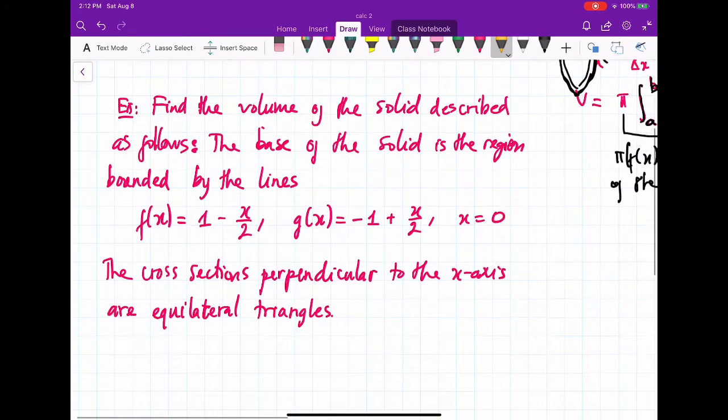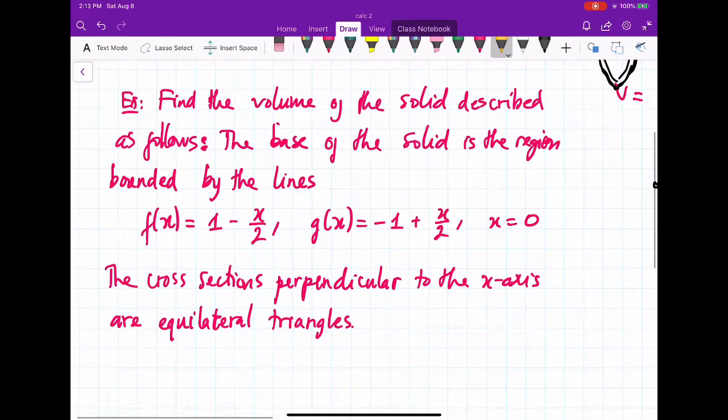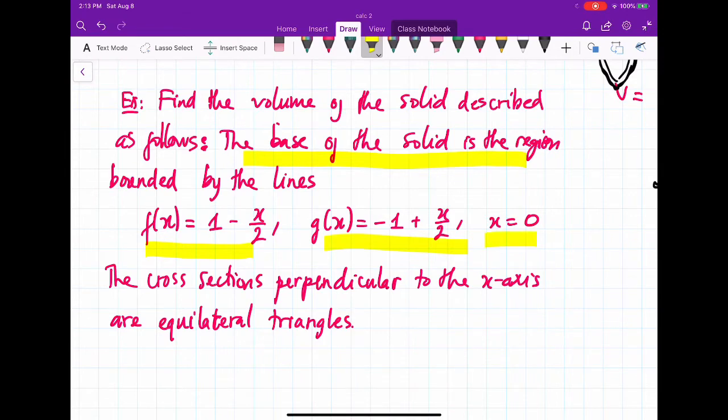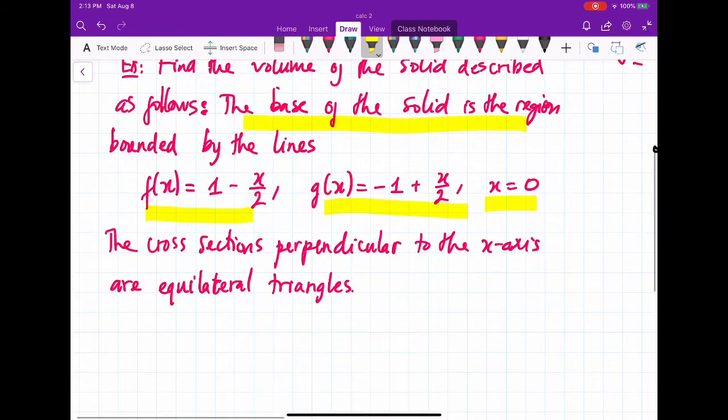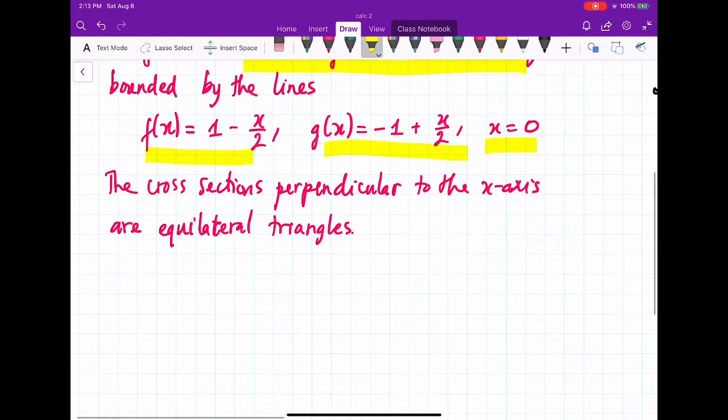Okay, so let's consider the following example. Let's find the volume of the solid described as follows. The base of the solid is the region bounded by the lines f of x equals 1 minus x over 2, g of x equals negative 1 plus x over 2, and x equals 0. The second condition: the cross sections perpendicular to the x-axis are equilateral triangles.